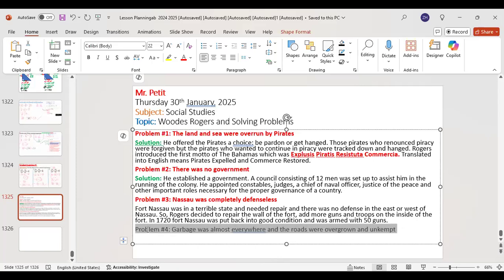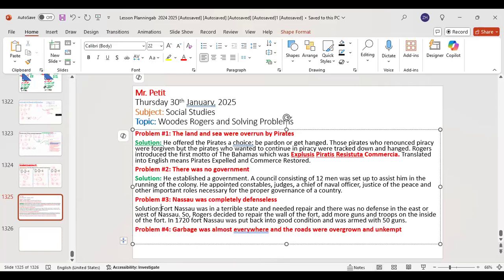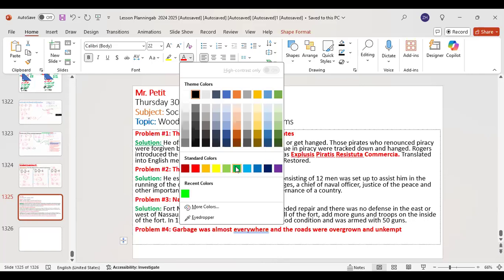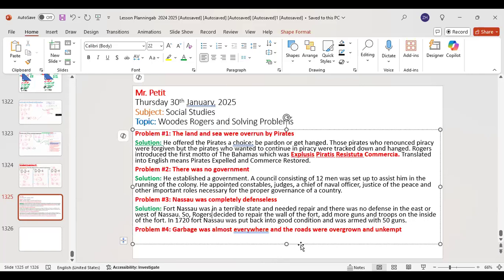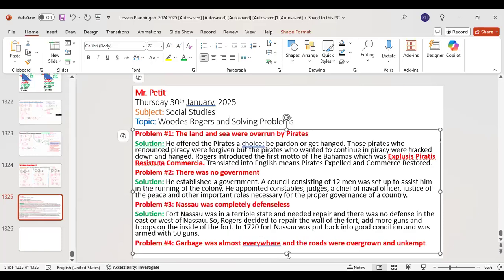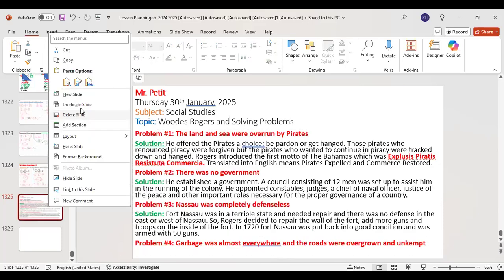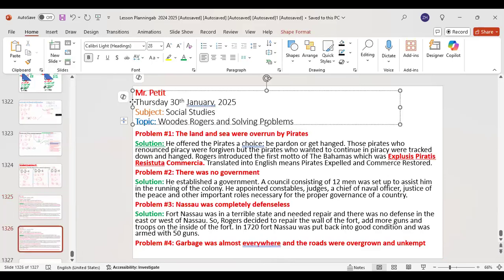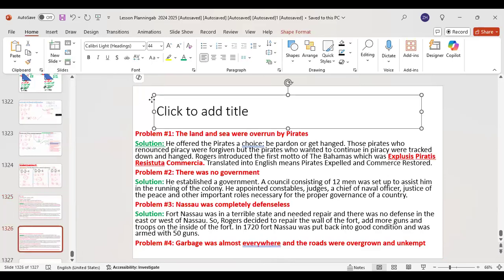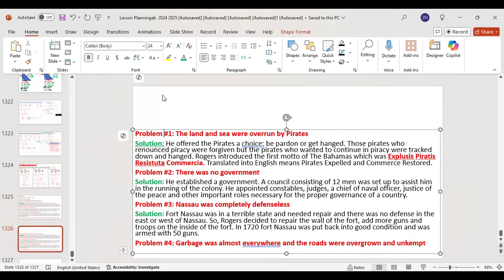Mr. Petty, you want to put solution in front of the Fort Nassau? Thank you. Solution. All right, so garbage is almost everywhere and the roads were overgrown and unkept. Okay, let me make sure this is here, this is there, and this is here also.